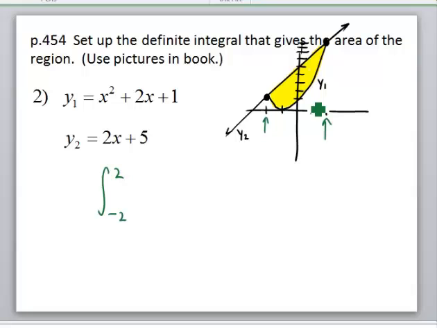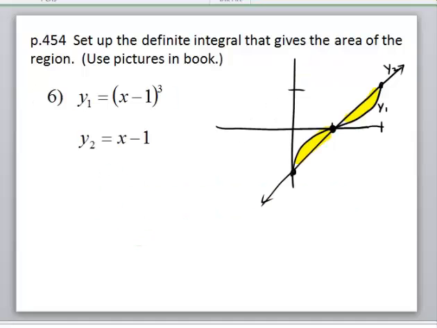And then when you create this new function, it's always f of x minus g of x. It's the top function minus the bottom function. So this top function is the y2, the line. So we'll put 2x plus 5 minus the bottom function, x squared plus 2x plus 1. And then, of course, we'll put our dx on there, meaning that we are integrating this with respect to x, and these bounds are in terms of x.